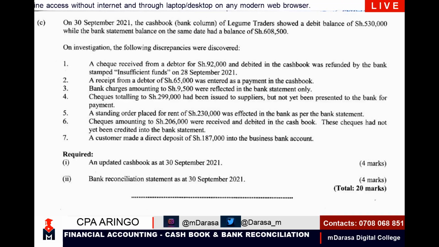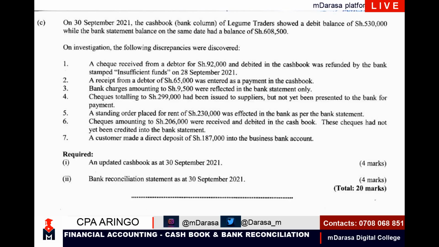Then note 6, we are told that checks amounting to 206,000 were received and debited in the cash book. These checks had not yet been credited in the bank statement. So we are talking of the concept to do with uncredited checks. Note 7, a customer made a direct deposit of 187 to the business bank account. So this was a direct credit, meaning that it was reflected in our bank, but not yet recorded in our cash book. So we'll have to record it in our cash book.